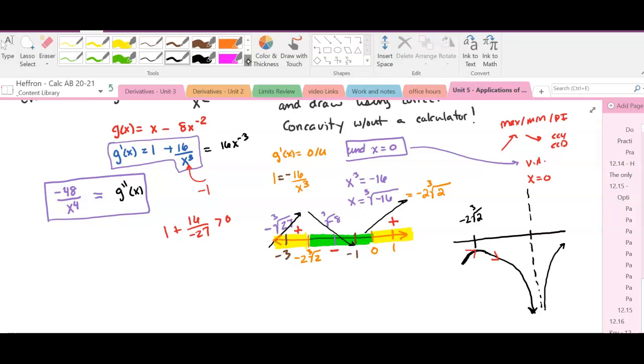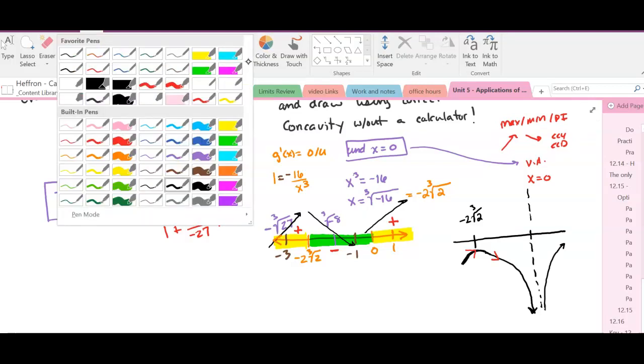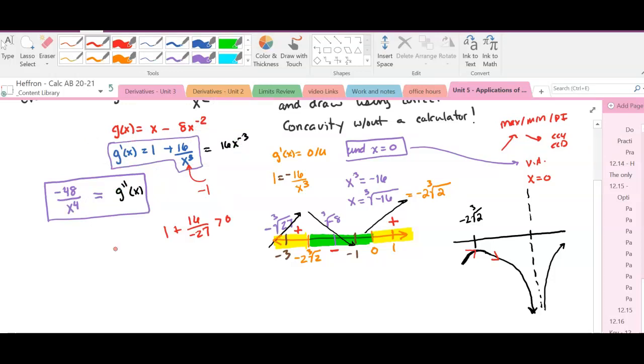Now let's take a look at our second derivative. Our second derivative was negative 48 over x to the 4th. If we see when that equals 0 or undefined, well, there's no way to make this 0 because negative 48 is in the numerator. But there is a way to make this undefined, and that is with x equals 0.